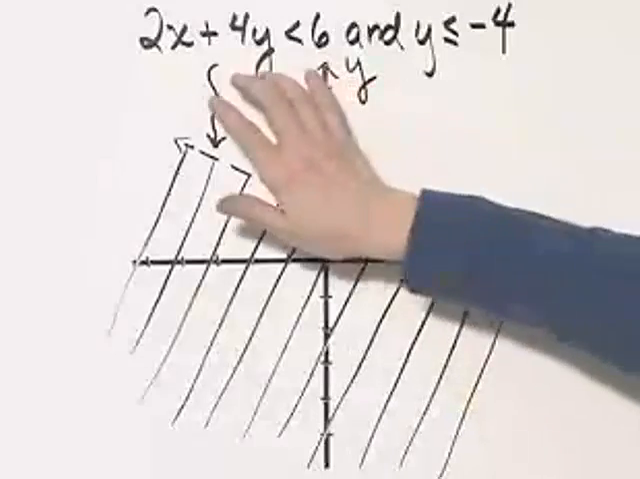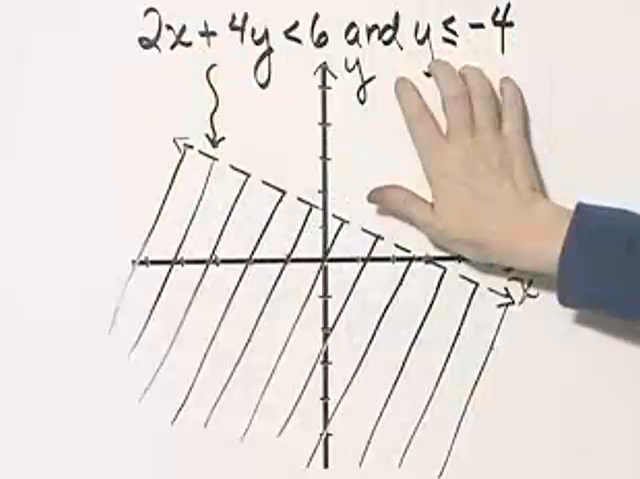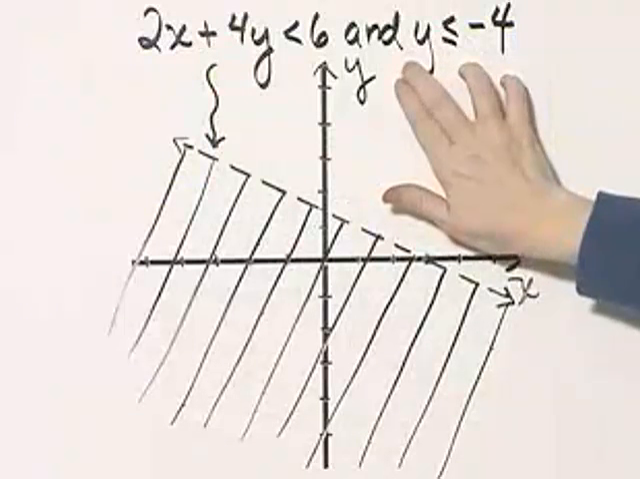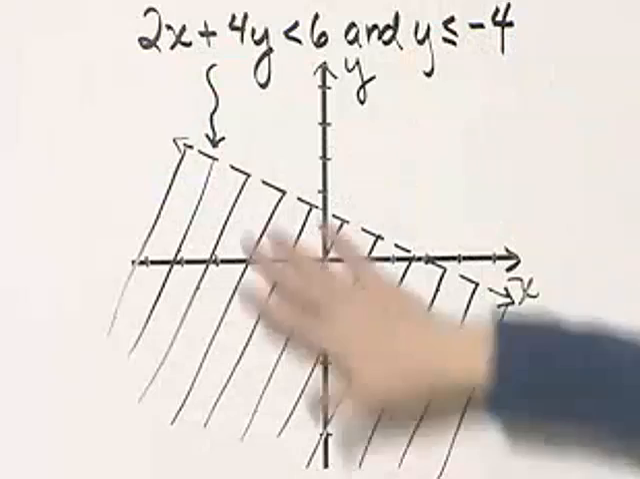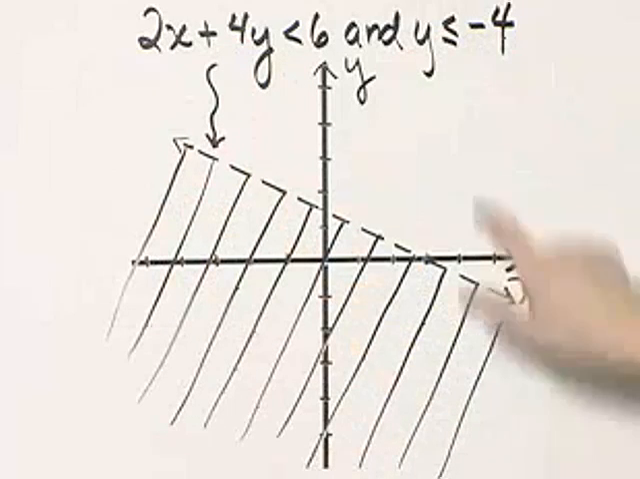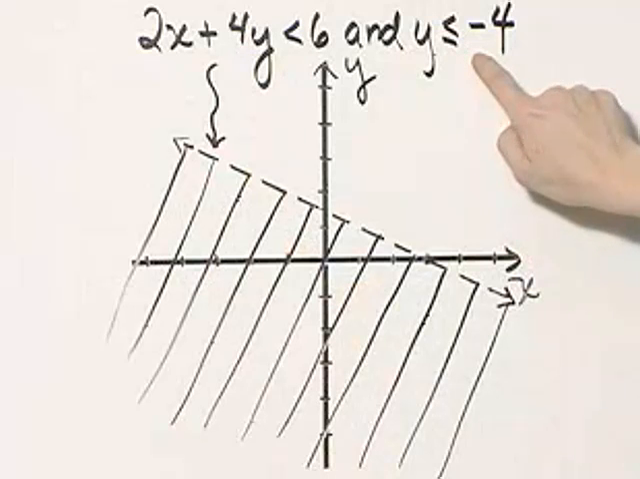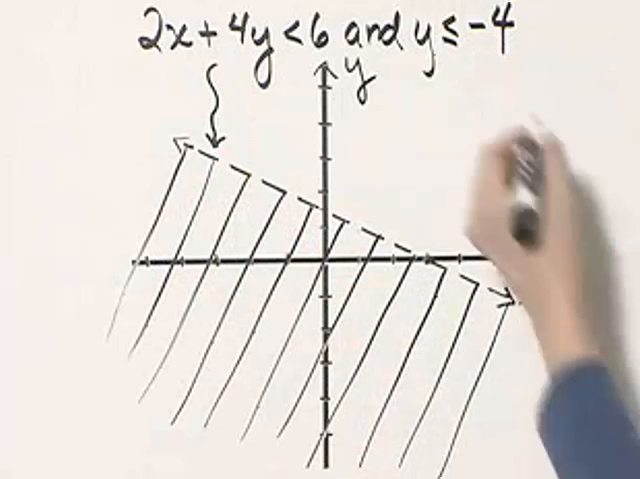We want to graph the intersection of this linear inequality in two variables and this one. So the intersection will be the intersection of the shading. I've already graphed this first linear inequality in two variables, and now let's graph the second linear inequality in two variables, and we'll look for the intersection or the overlapping of the shading.